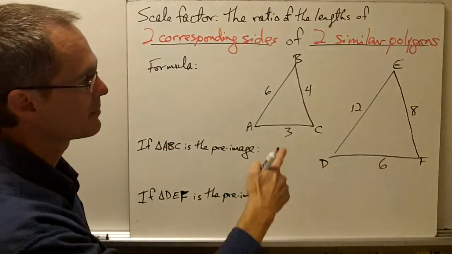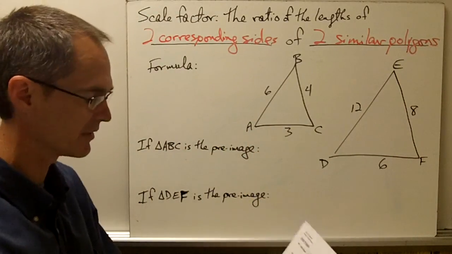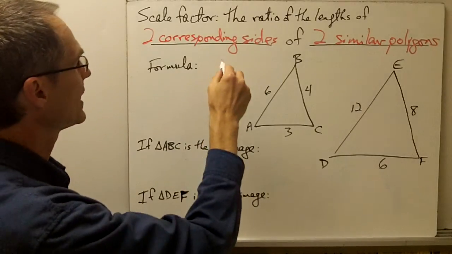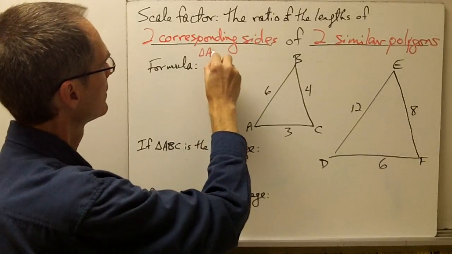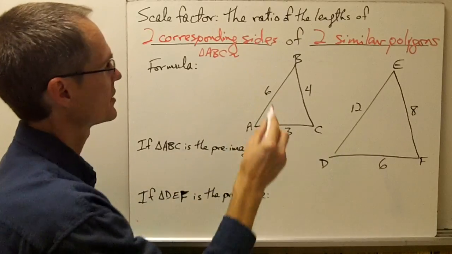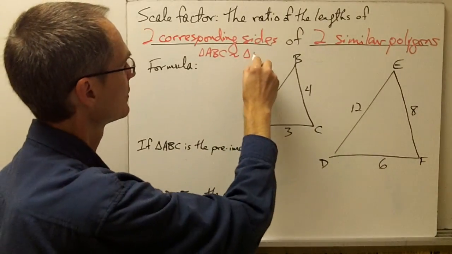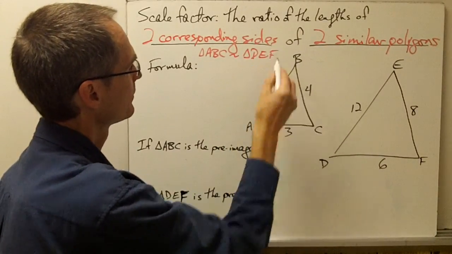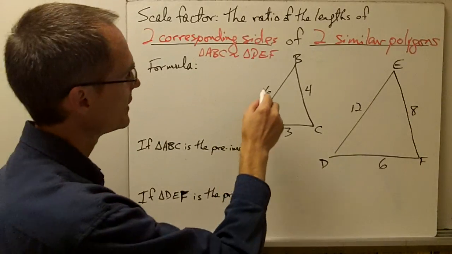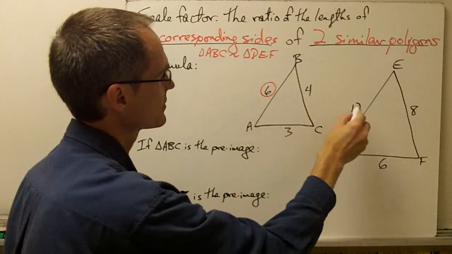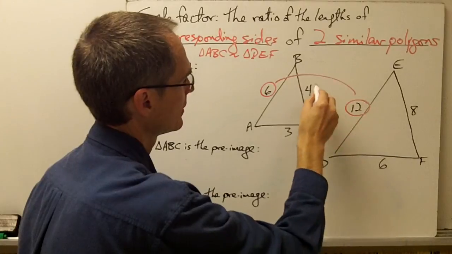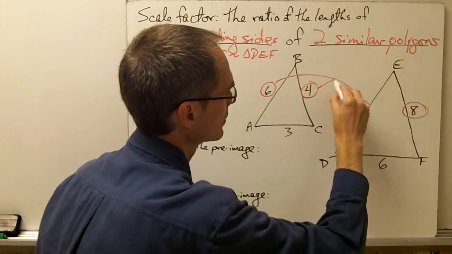So here's this same pair of similar triangles that we had before. This was triangle ABC, which is similar to triangle DEF. And we marked all of these corresponding sides in that previous picture.